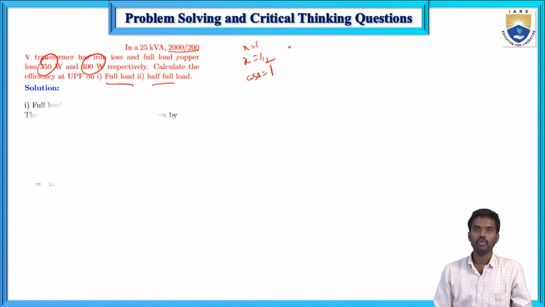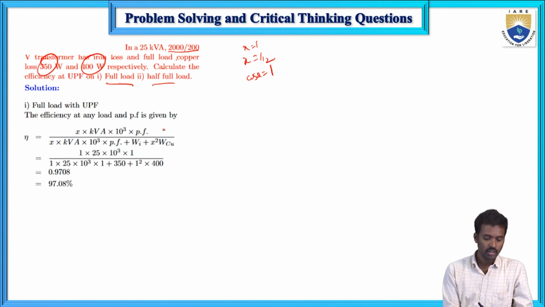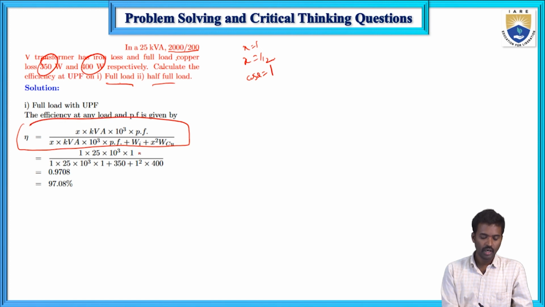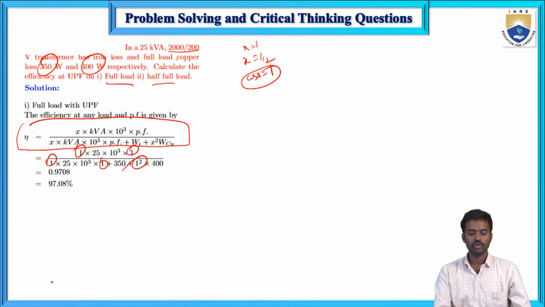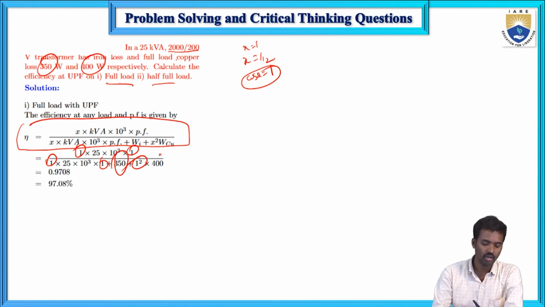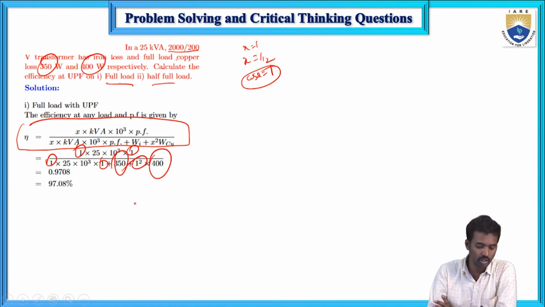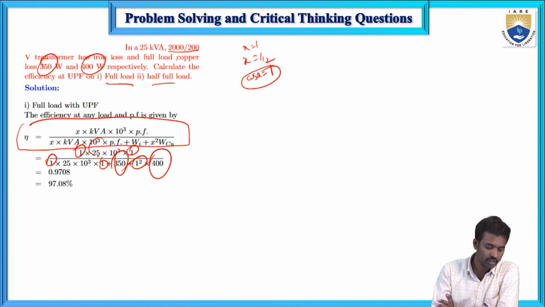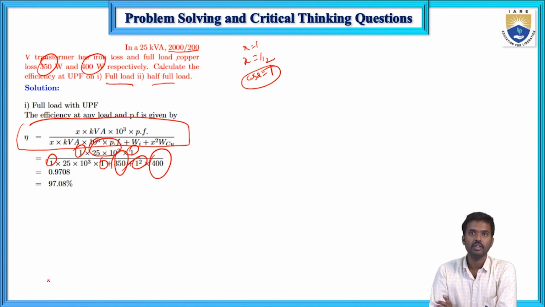So now if you see this formula, this is the formula for efficiency and here power factor is 1. For full load X equals 1, and these are the iron losses 350 and copper losses 400, and this 25 kVA is the rating. So this efficiency equals 97.08%.